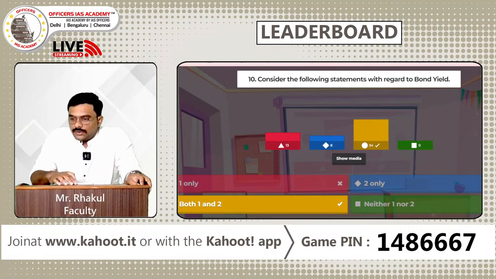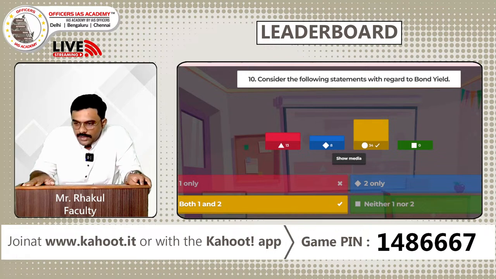Now let us see how many people have given the correct answer. 34 people have given the correct answer. I congratulate all of them. Around 13 people have given 1 only. I hope they are aware now that the bond yield and bond prices are inversely proportional. So now let us move to the scoreboard for this question.